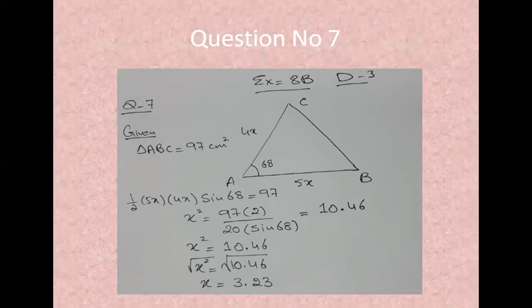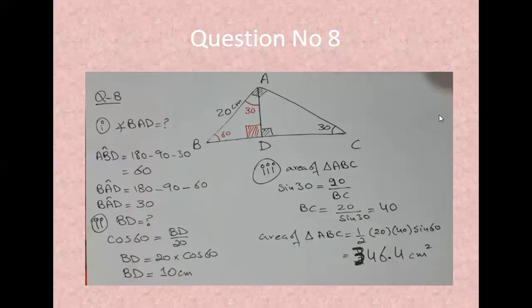So x square will be equals to 10.46. Then square root answer equal, and that will be 10.46 under root, and that will be 3.23. So this is how you will find the value of the x. So that was question number 7.